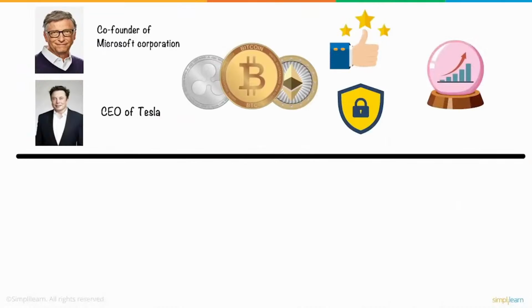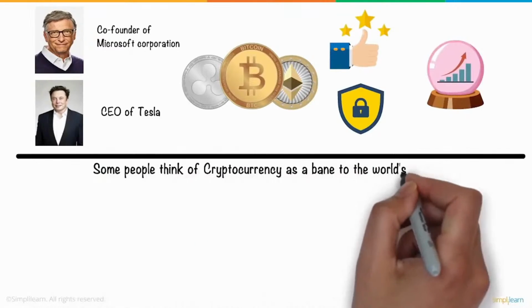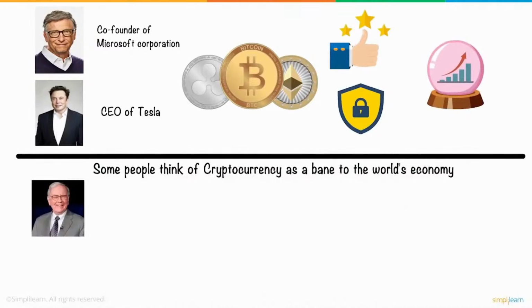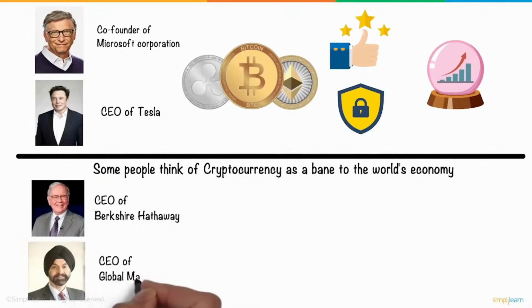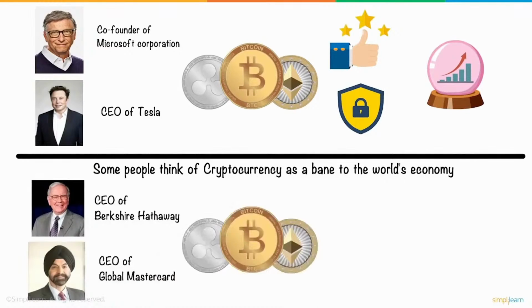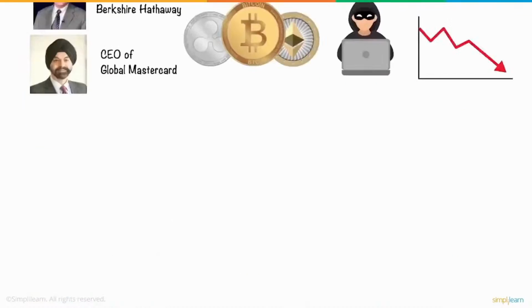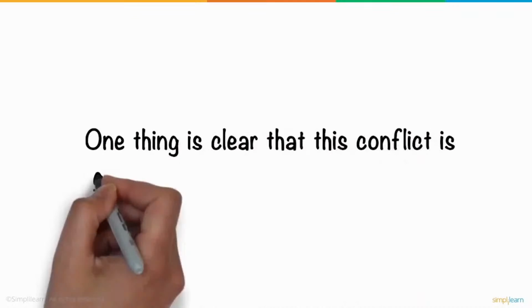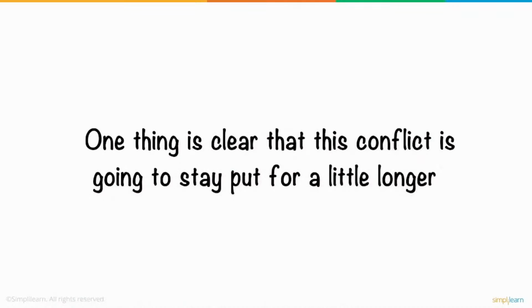And on the other hand, some people think of cryptocurrency as a bane to the world's economy, like Warren Buffett, CEO of Berkshire Hathaway, and Ajay Banga, CEO of Global MasterCard, who feel that cryptocurrency is a platform of criminal activities and will destroy the world's economy. Well, one thing is clear, that this conflict is going to stay put for a little longer.